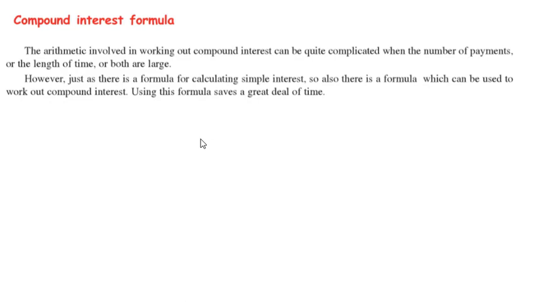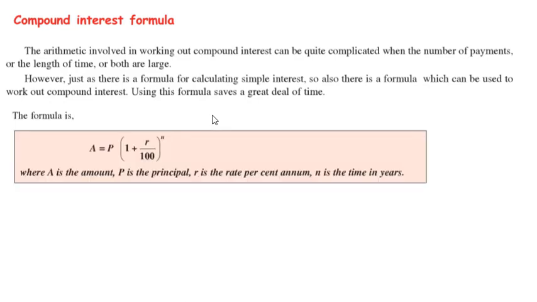However, just as there is a formula for calculating simple interest, so also there is a formula which can be used to work out compound interest. Using this formula saves a great deal of time. So the formula is A is equal to P into 1 plus R upon 100, the whole power n.